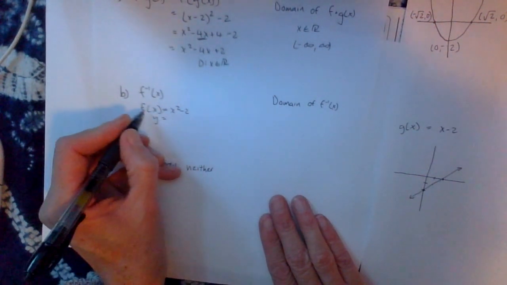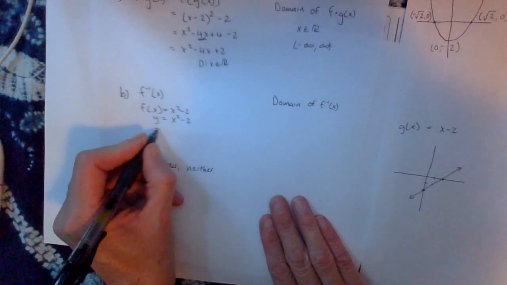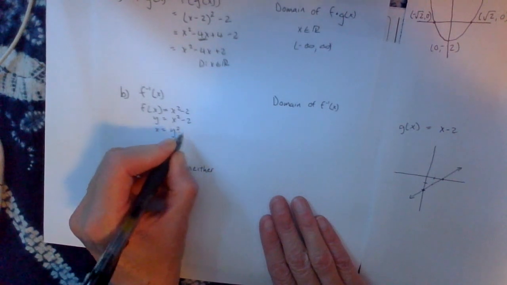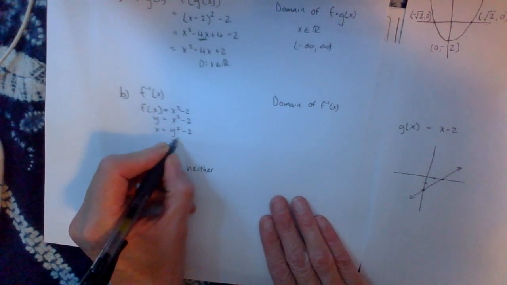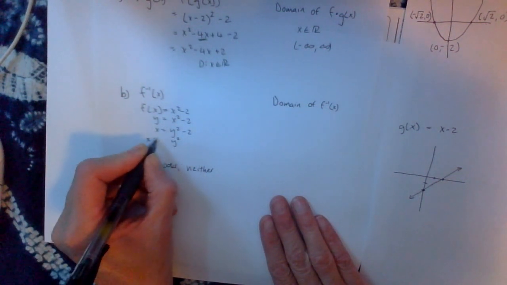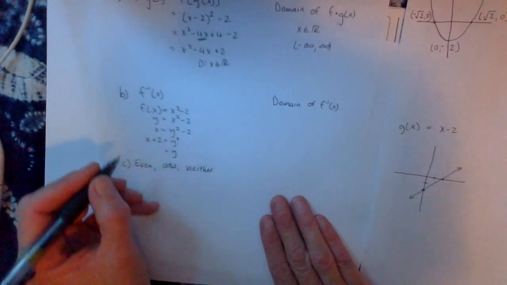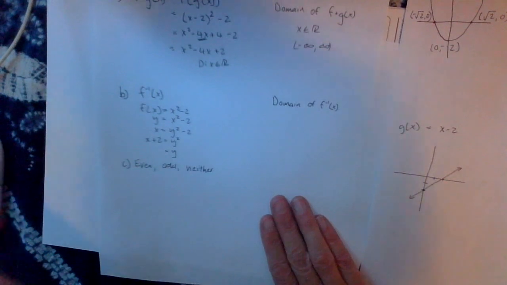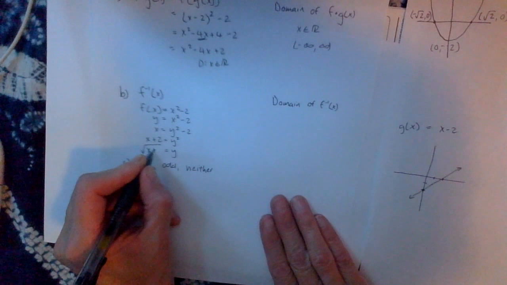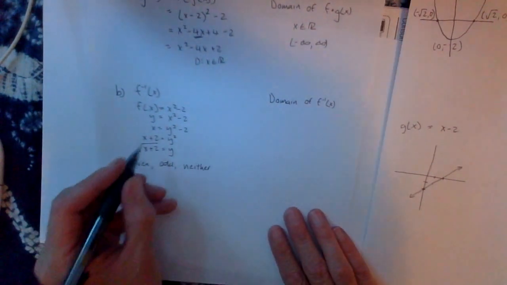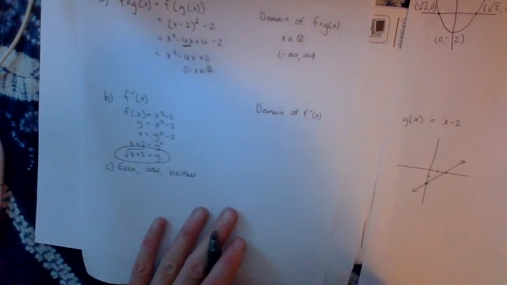Okay, so to find the inverse function, I write down f of x equals x squared minus 2. Then I let f of x equal y. Then I switch x and y. And my last step is to solve for y. So y squared is x plus 2. So y has to equal the positive or negative square root of x plus 2, and that's not a function. So let me just choose the positive square root of x plus 2. So I have chosen which side of the function I want to write as the inverse.